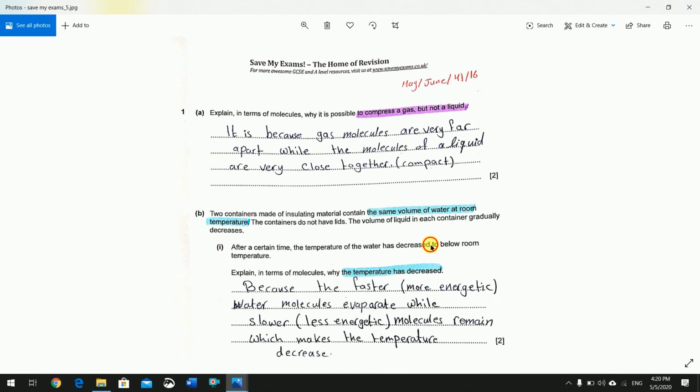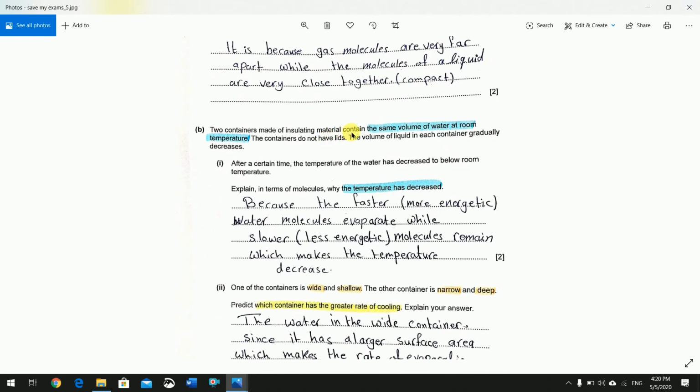Now here we have 2 containers which are made of insulating material. They have the same volume of water at room temperature. The containers don't have any lids. The volume of liquid in each container gradually decreases. Now, after a certain time, the temperature of the water has decreased to below room temperature. Now, why did the temperature decrease in terms of molecules?